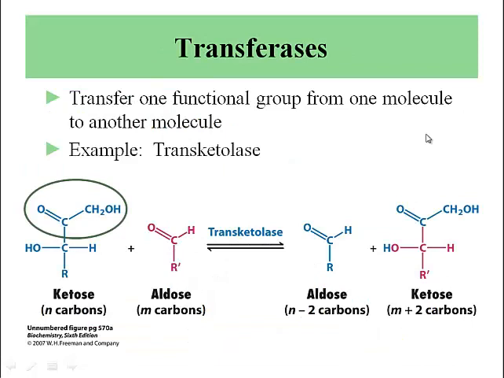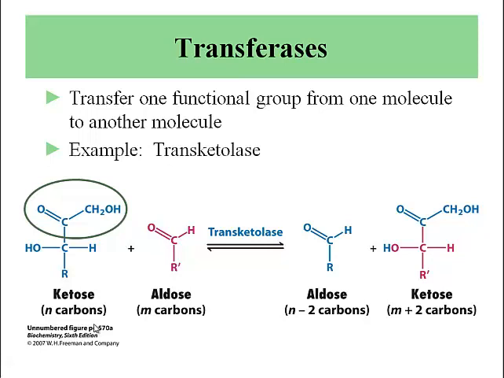So now we have the class of the transferases, and our example is a transketolase. And so this enzyme is transferring a ketone functional group from one molecule to another. So it's taking our ketone, you can see the ketone core structural group here, and it's going to take this functional group and transfer it, in this case, from our ketose to the aldose. So do you remember what a ketose and an aldose are?